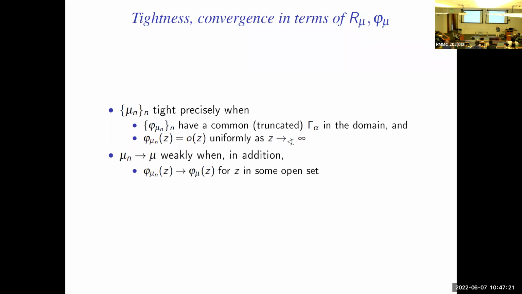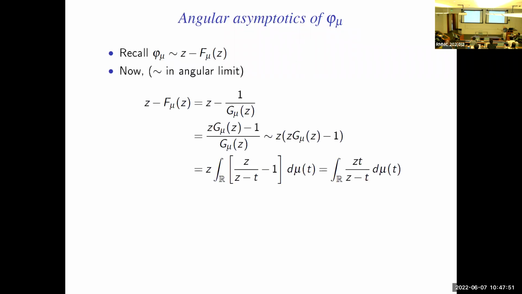Okay. And mu n tends to mu if it's a tight sequence, and in addition, phi mu n converges to phi mu of z for z in some open set. Actually, any set with an accumulation point is enough for the convergence. Okay. Now let's see what the angular asymptotics are for phi mu. So remember, phi mu is approximately z minus f mu of z. It's not equal, but approximately equal.